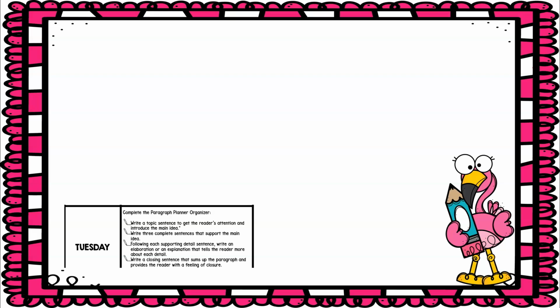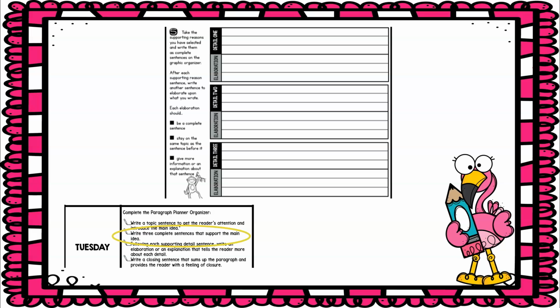Now we are ready to move on to the next step for the day. The next step is to write 3 complete sentences that support the main idea. I want you to think back to yesterday when we filled out our planning sheet. At the bottom of the page, we wrote 3 supporting details. We are going to look at those details and further develop them into complete sentences. Let's start with the first idea from the planning sheet.